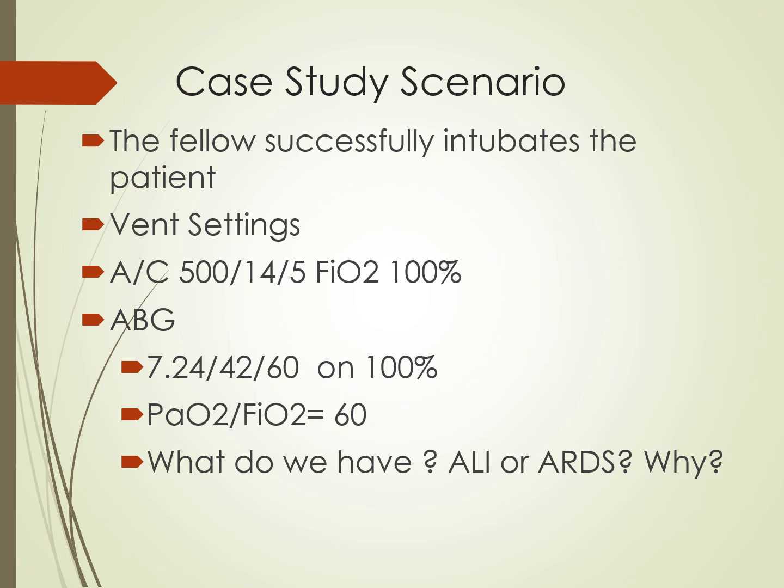They do an ABG in 30 minutes, and the pH comes out to be 7.24, PCO2 is 42, PaO2 is 60 on 100%. So if you calculate the PF ratio, it comes out to 60. So what do we have? Do we have acute lung injury or do we have ARDS? You tell me why. You should be able to calculate this yourself, and this is something that you should be able to carry to the bedside when you're working with patients.